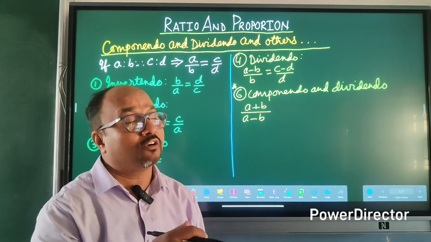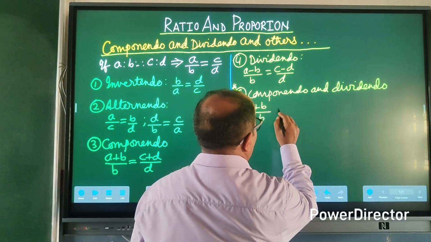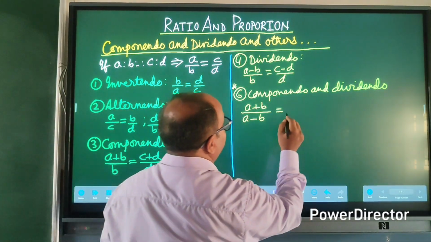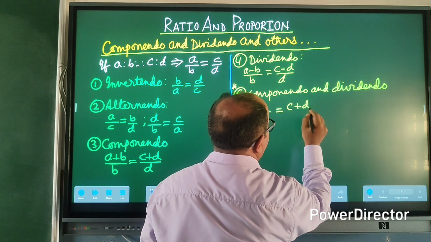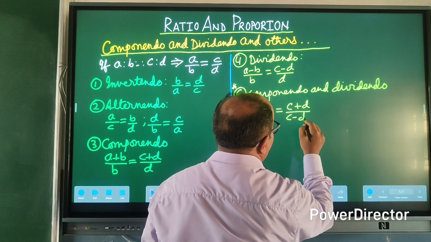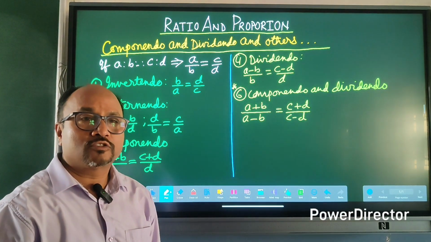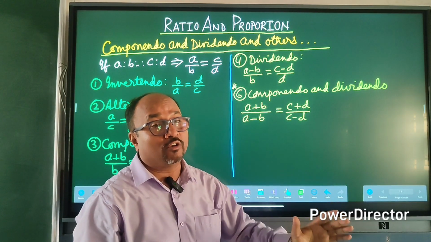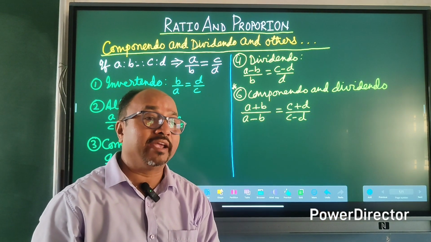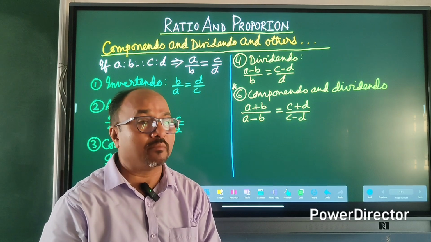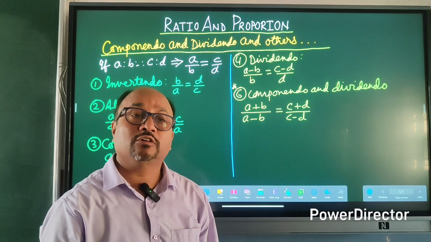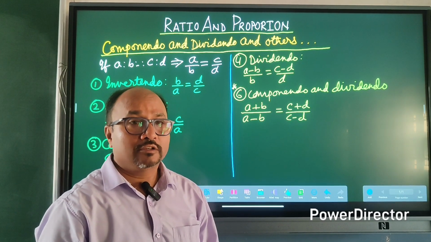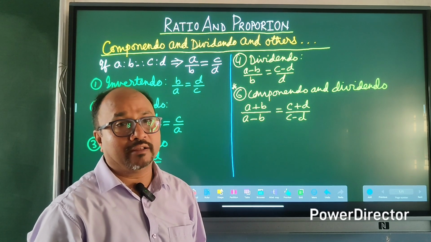Again you need to apply it on the other side also. So based on the other side, the C by D, I will get C plus D by C minus D. So remember to apply it on both the sides. You apply it only on one side and the sum becomes wrong because of a small error. So both the sides to be applied.